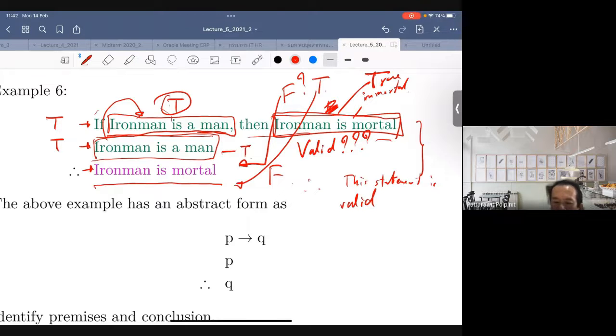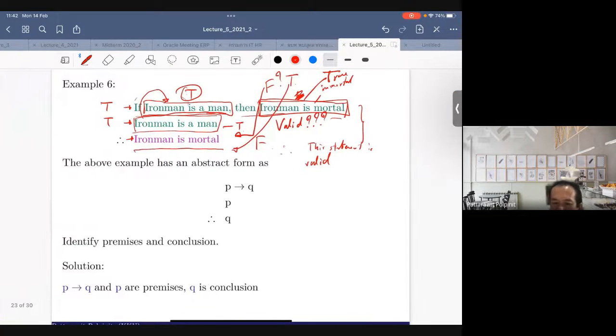Maybe if we change into a symbol we can see better. Let's say that "Iron Man is a man" is P, and "Iron Man is mortal" is Q. So from the argument we can change to symbols using if P then Q. Which means if Iron Man is a man, then Iron Man is mortal, and then Iron Man is a man, that one is P, and then Iron Man is mortal.